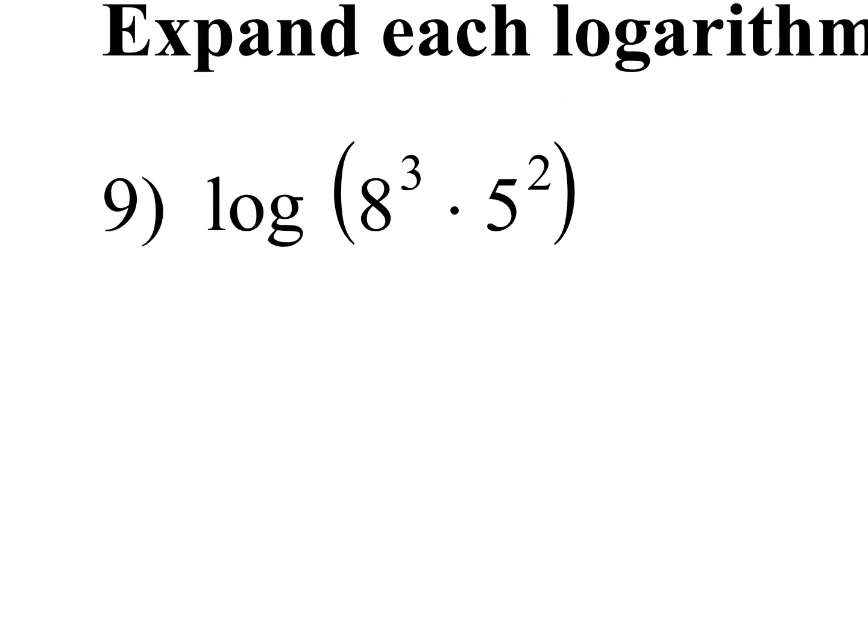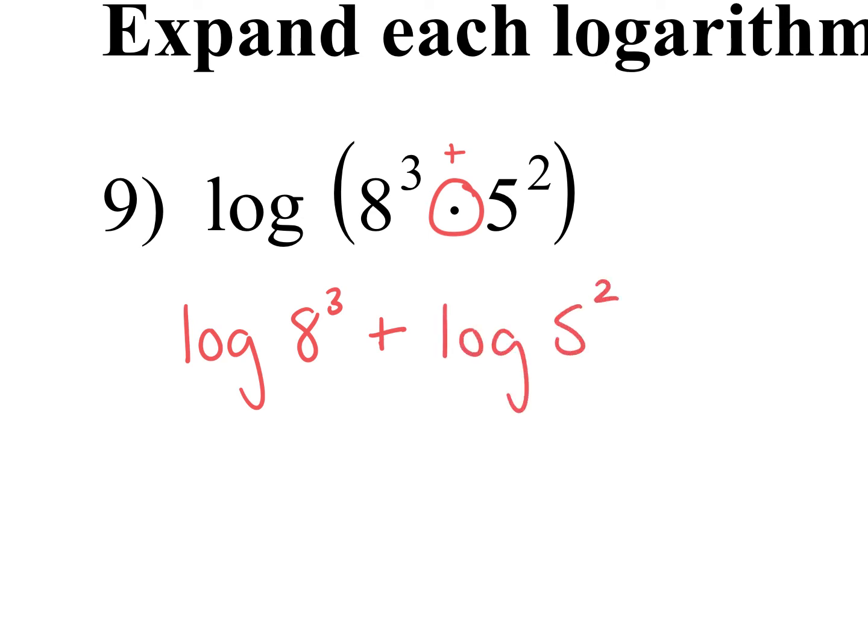So when we expand our logarithm, every time we break it up, each term gets its own log. What goes with multiplication? Addition. So I'm going to break it up. I have log of 8 to the 3rd power plus, what comes next? Log 5 squared. Here we don't have a base, but it's fine. We just keep that log each time. And then what should I do next?